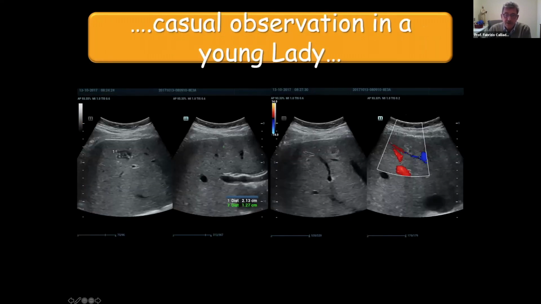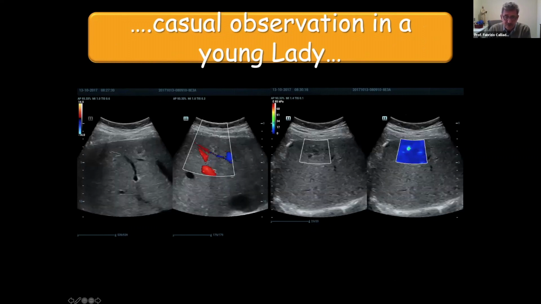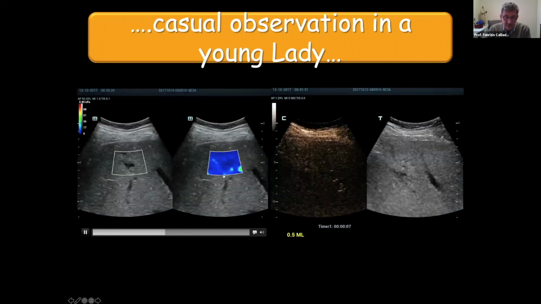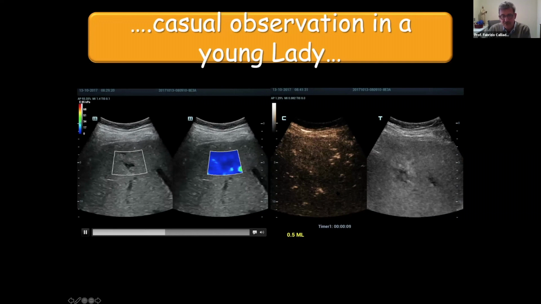Okay, this is a casual observation in a young lady. There is a cystic lesion, but near it there is something slightly hyperechoic here. We don't know what it really is. Color is not very helpful. We also tried elastography, and we see something that I cannot interpret. I don't rely on it because I don't really believe in the possibility. Some portions are probably more stiff, but okay, contrast is more useful, and it is what we always use.